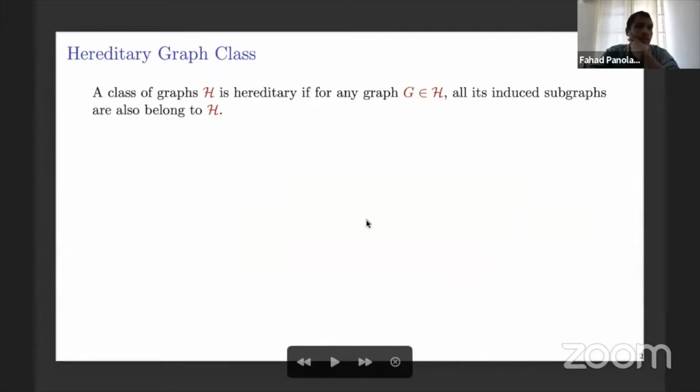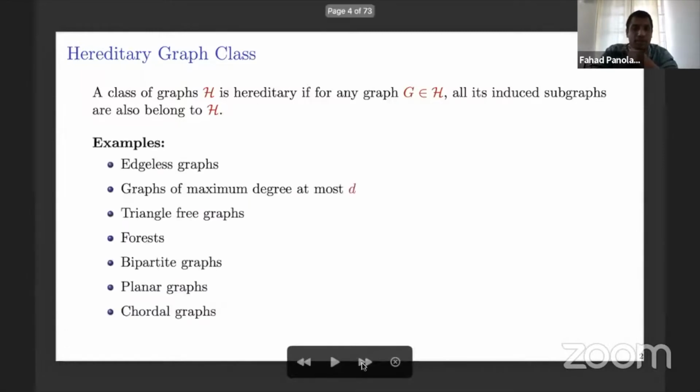So first, what is a hereditary graph class? A class of graphs is called hereditary if for any graph G in that class, all its induced subgraphs also belong to the class. And the examples of hereditary graph classes, you can see many of them. Say, for example, edgeless graphs, graphs of maximum degree at most D, triangle-free graphs, forests, bipartite graphs, planar graphs, chordal graphs, and many more. So for all of these graph classes, you take induced subgraphs, they will have the same property.